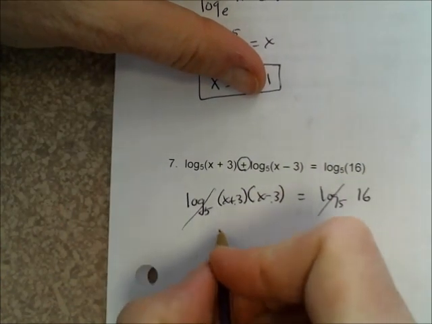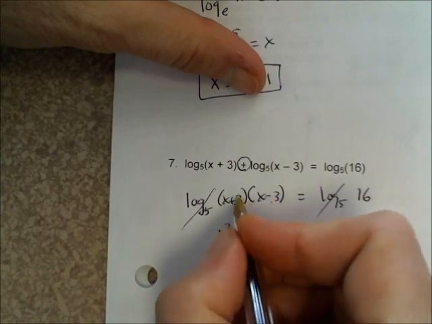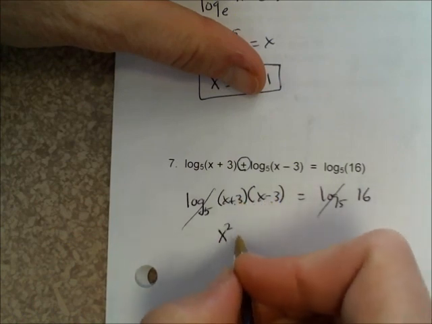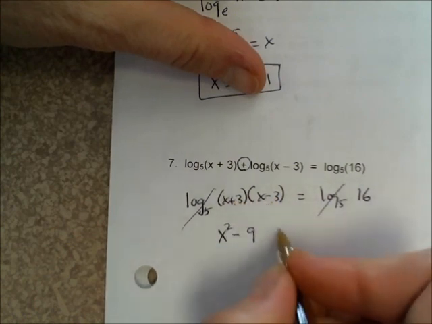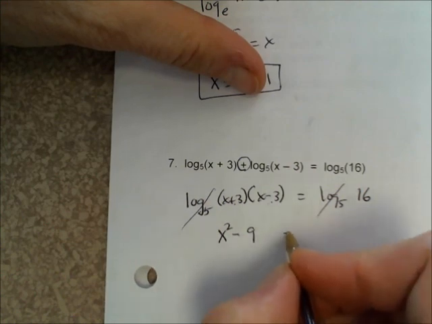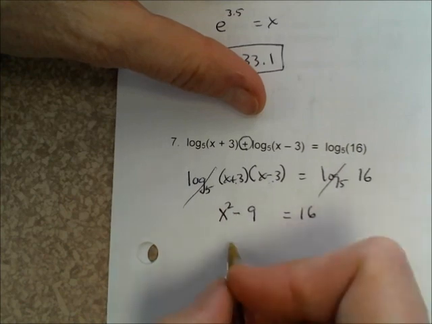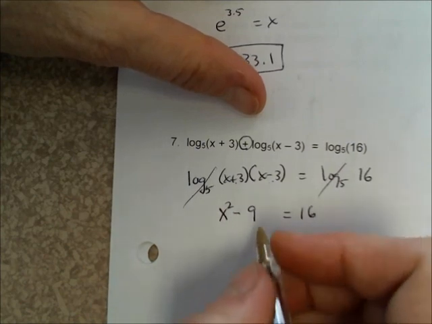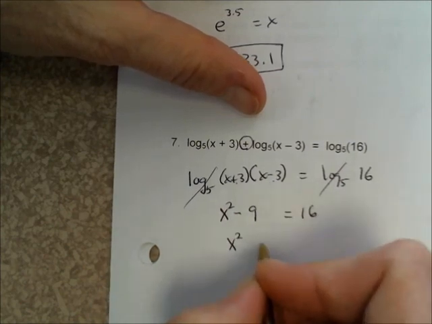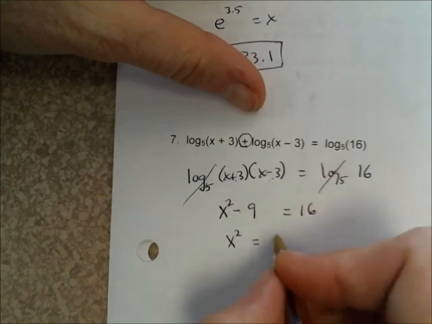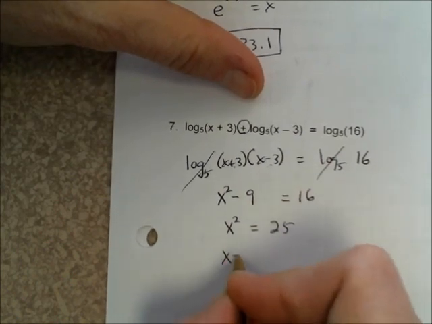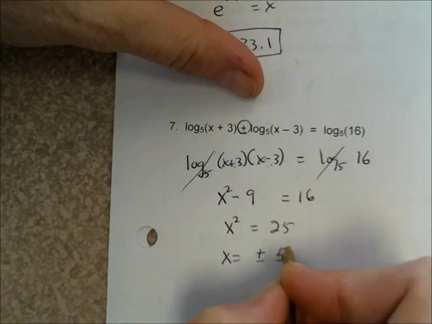So we're going to FOIL this. X squared minus 3x plus 3x is 0, minus 9. If you FOIL that out, you get x squared minus 9 equals 16. And so you can add 9 to both sides, or you can subtract 16 from both sides. X squared is equal to 16 plus 9, which is 25. So x is equal to plus or minus 5.